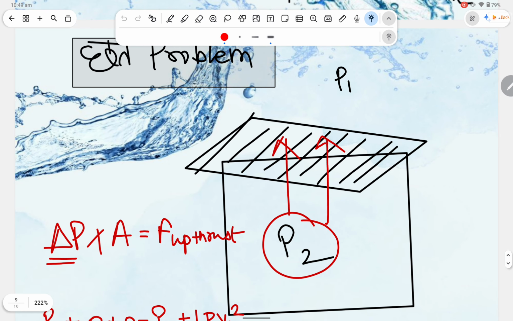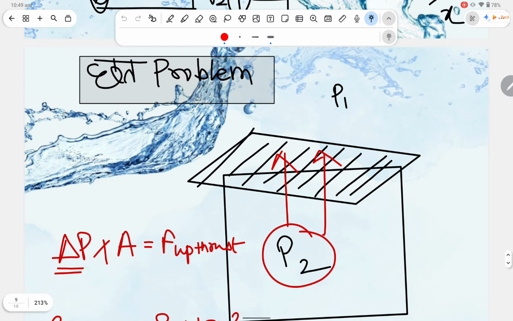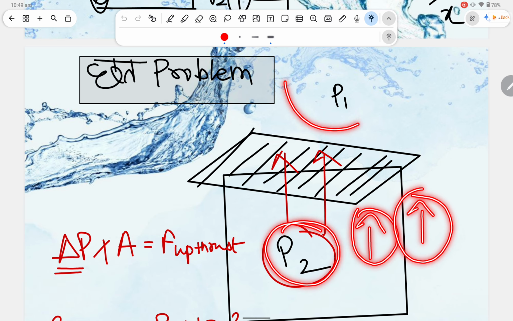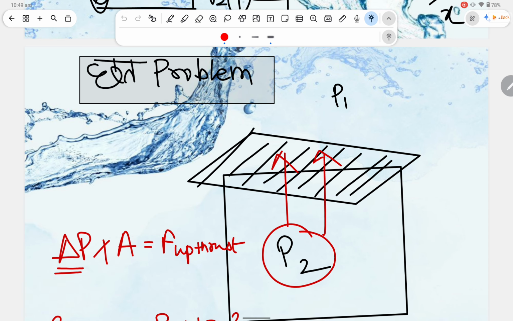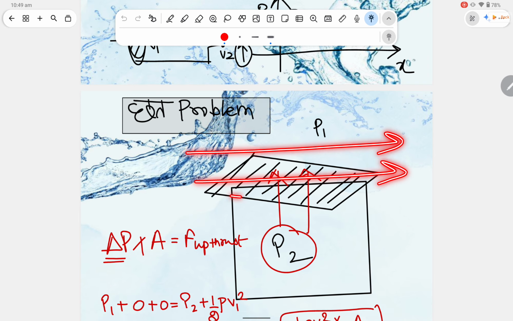So there is a pressure which is above the roof, and there is a pressure which is inside the room. What actually happens is that the pressure inside the room is much greater than the pressure outside the room. Why am I saying that? Because on the upward surface of the roof there is a velocity, the wind is blowing parallel to the roof, as given in the question.